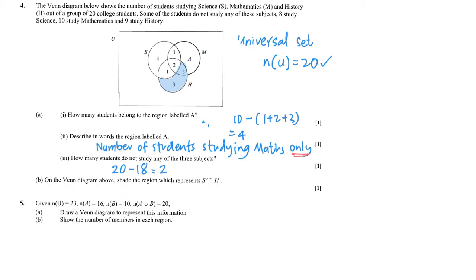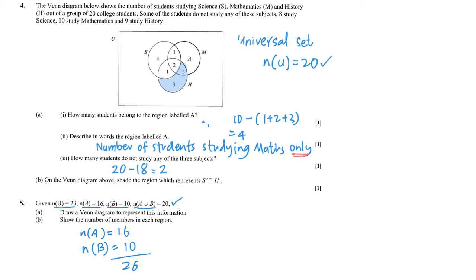Alright, next question, question 5. With the Venn diagram, the universal set is 23, and then n(A) is 16, n(B) is 10, and A union B is 20. So it means that all of A and all of B should be 20. If you see here, n(A) is 16 and n(B) is 10. If we add these two, it's already 26. While they're saying here 20, what does it mean?